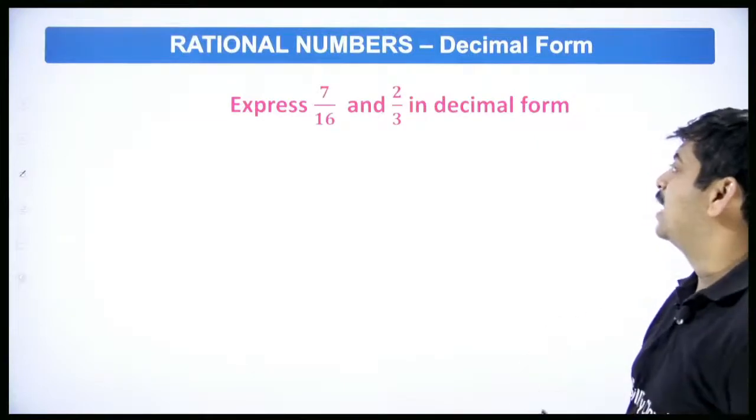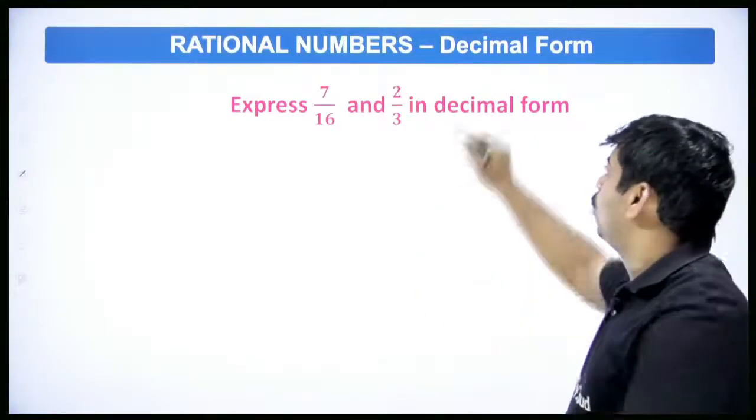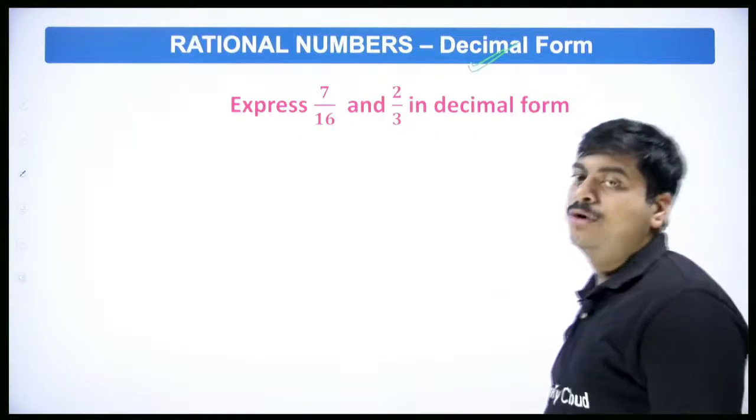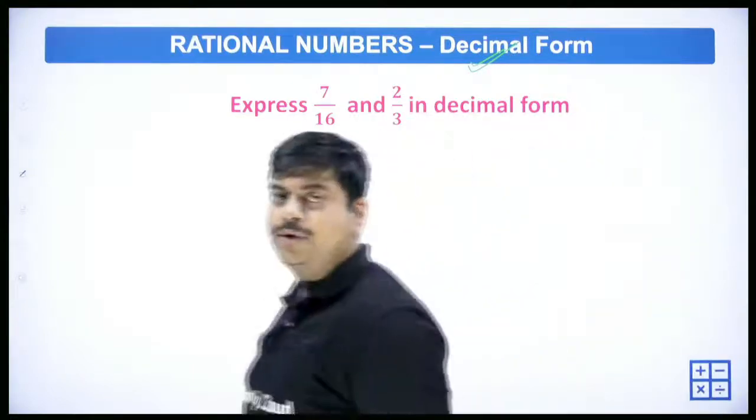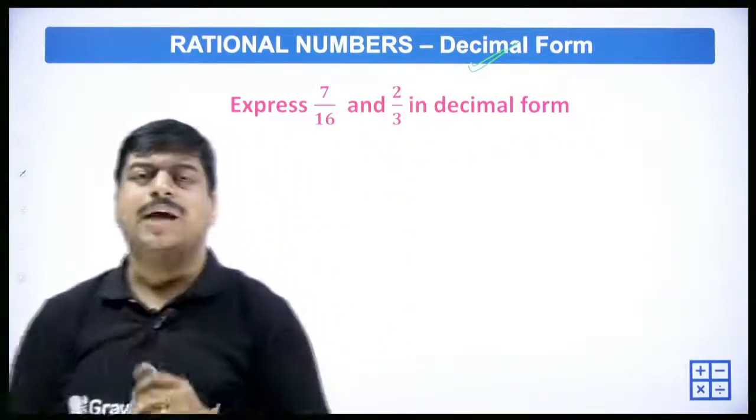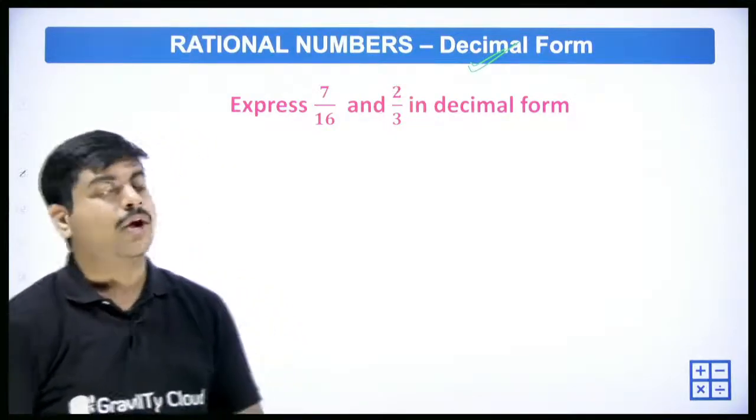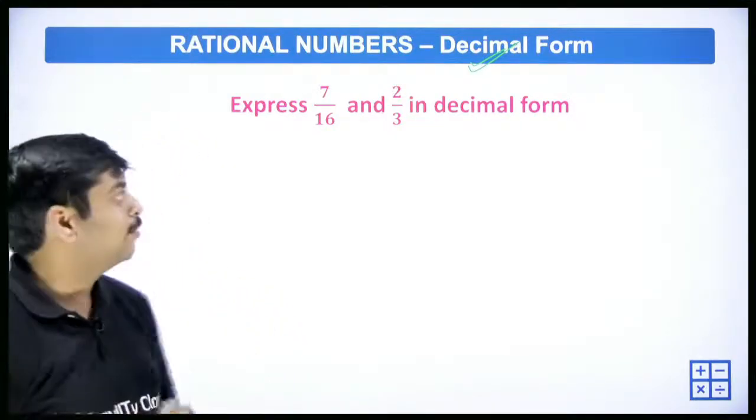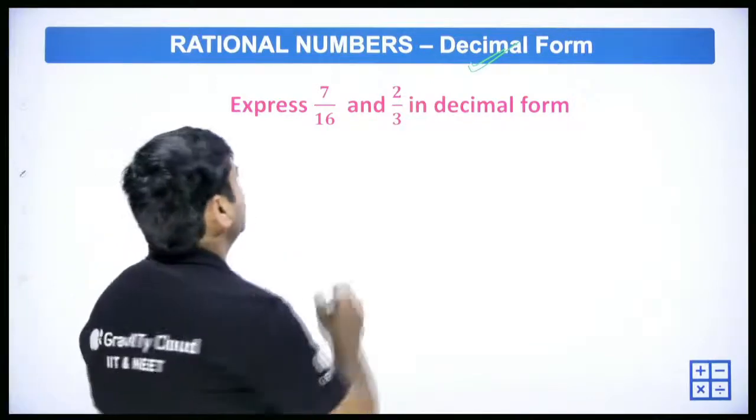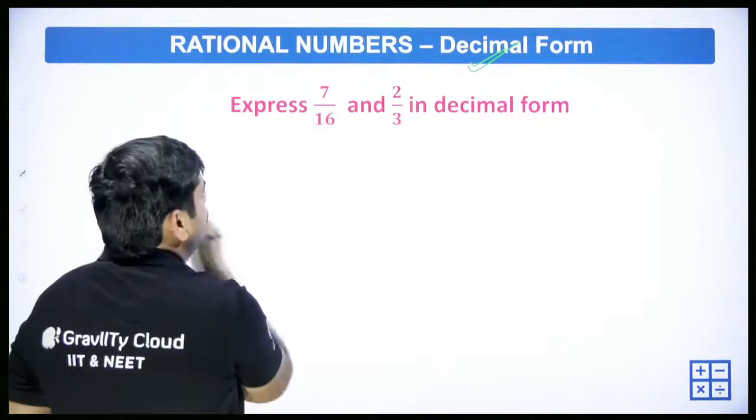Express 7 by 16 and 2 by 3 in decimal form. Now we are going to discuss decimals. We discussed in the lower class what decimals are. Once again, let's try to recall that. Decimals means we need to divide. Okay, we need to express that as some decimal points. Let me tell you about 16 by 7.